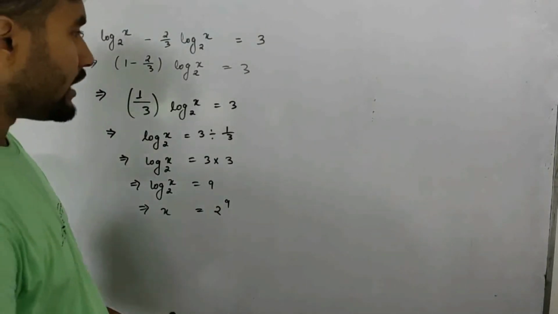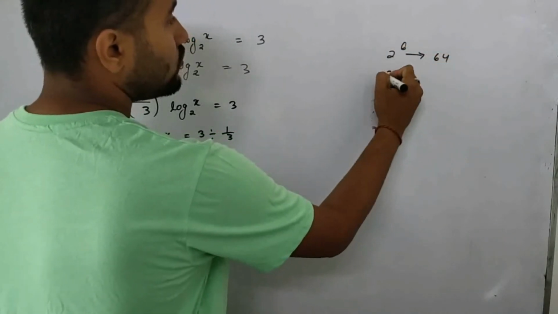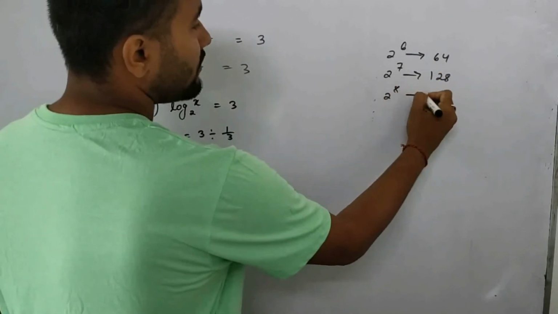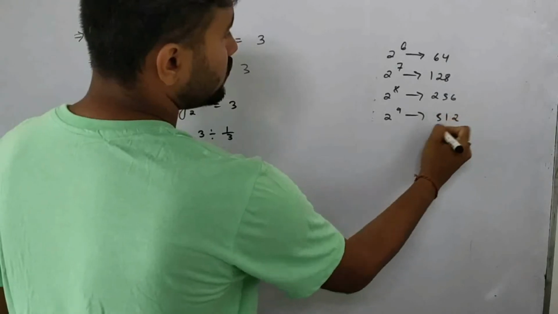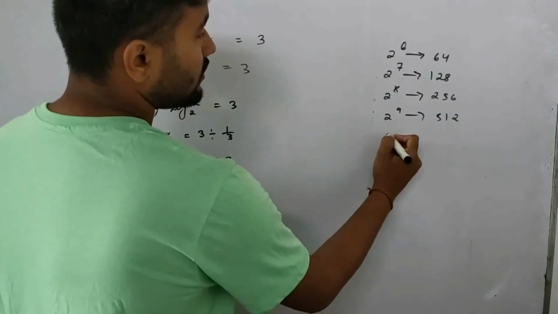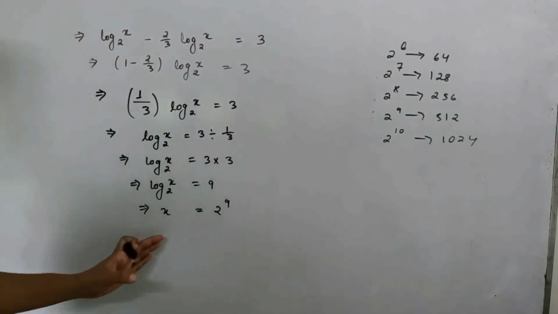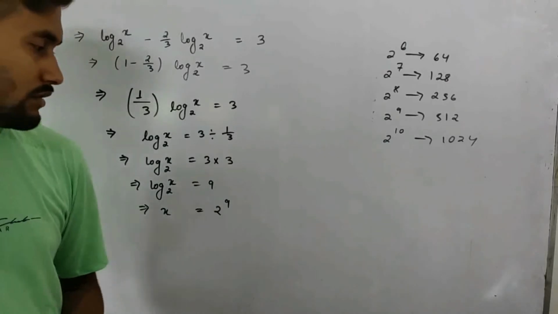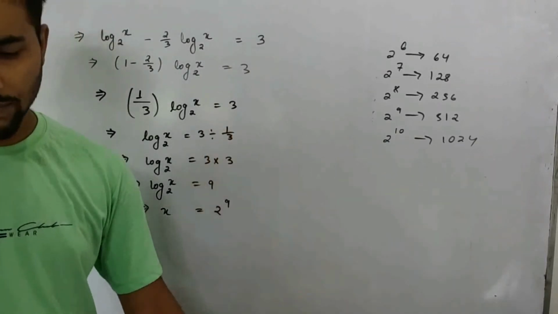But if you want, you can write: 2 to the power 6 is how much? 64. 2 to the power 7 is how much? 128. 2 to the power 8 is how much? 256. 2 to the power 9 is how much? 512. 2 to the power 10 is how much? 1024. So if you want, you can write the answer, 2 to the x is equal to what? 512 will be your answer. But in the book it is kept as what? 2 to the power 9.